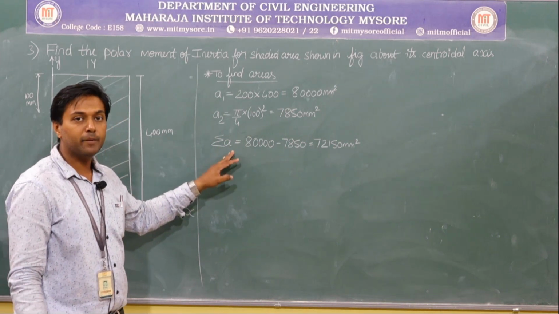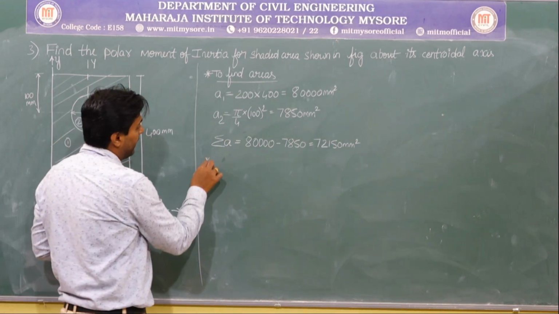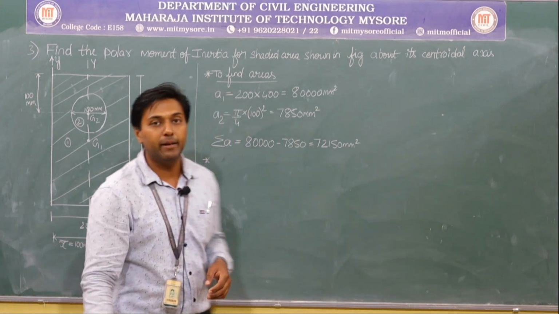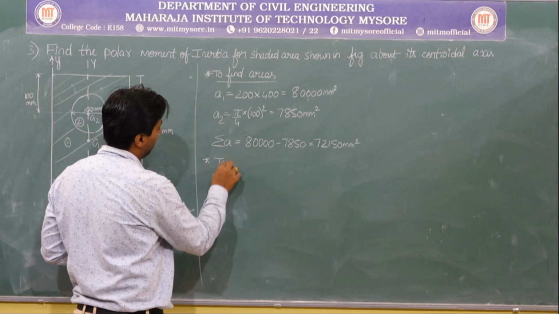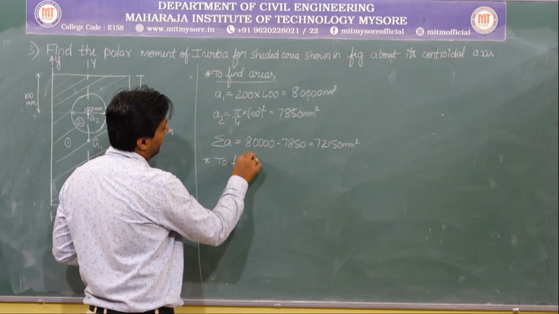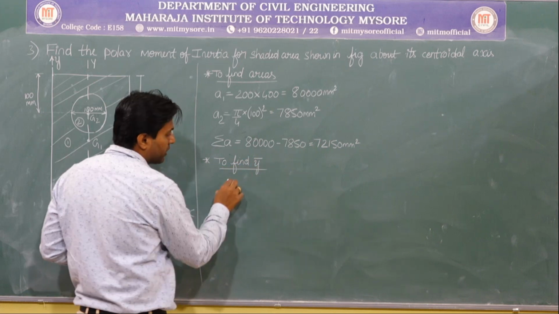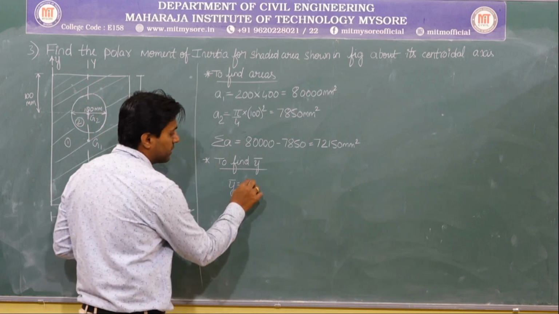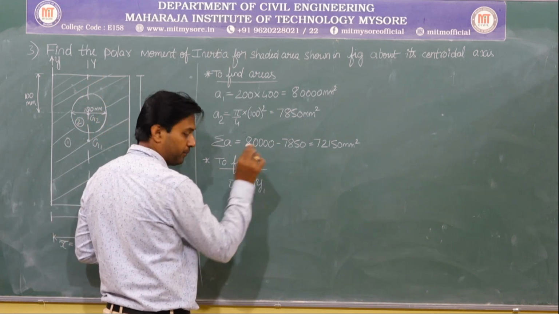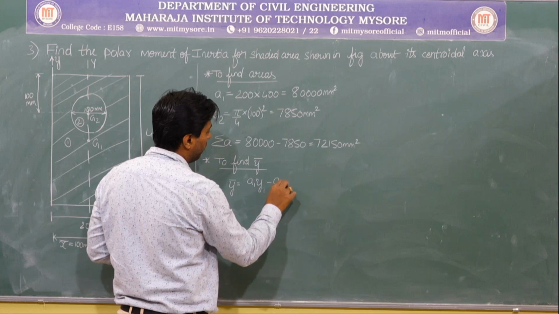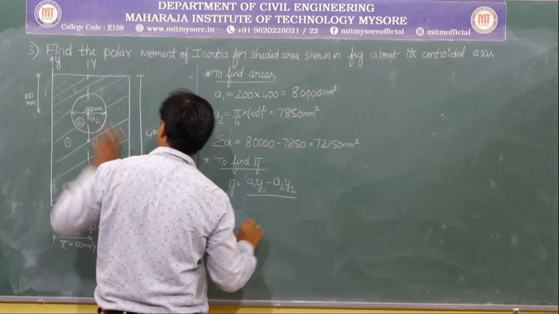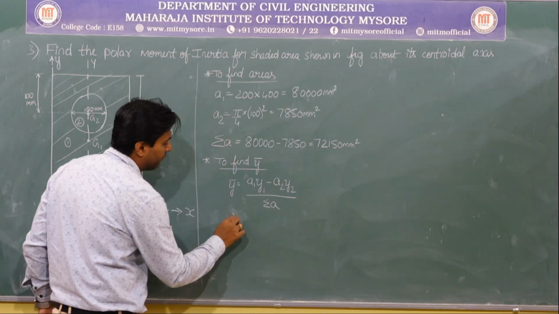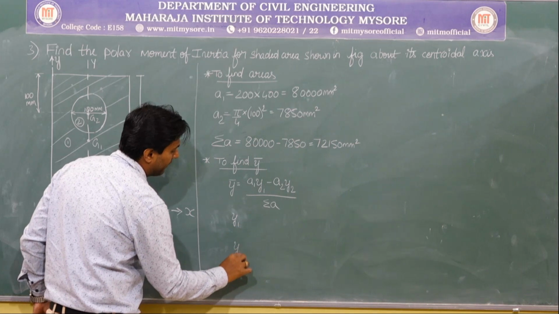Okay, so now I got sigma A. Next I need to find x bar, which I have already calculated. The x bar value is 100 mm. Now let me find y bar. Be careful, how many components do you have? Two components. So it is A1 y1 minus A2 y2. Sir, why minus? The reason is I need to deduct this particular part, divided by sigma A. I know everything except y1 and y2, so let me calculate y1 and y2.